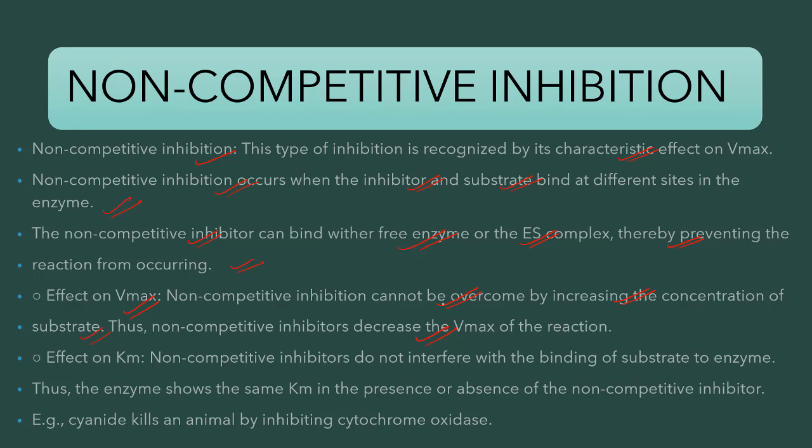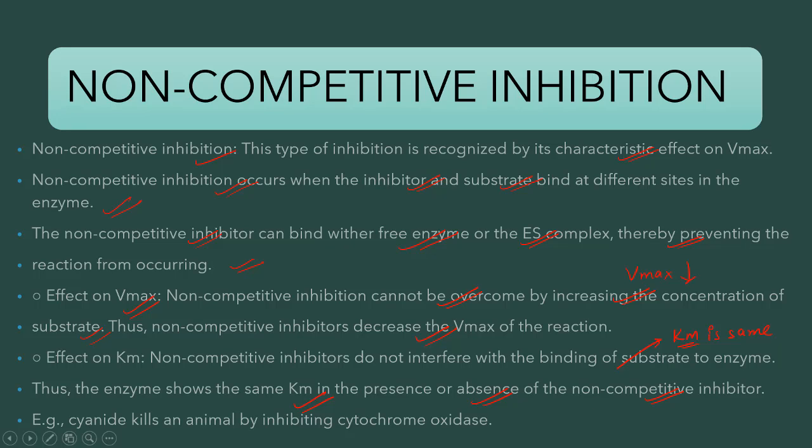Effect on Km: non-competitive inhibitors do not interfere with the binding of the substrate to the enzyme. Thus, the enzyme shows the same Km value in the presence or absence of the non-competitive inhibitor. So they decrease the Vmax, and the Km, the Michaelis-Menten constant, remains the same. Vmax decreases.